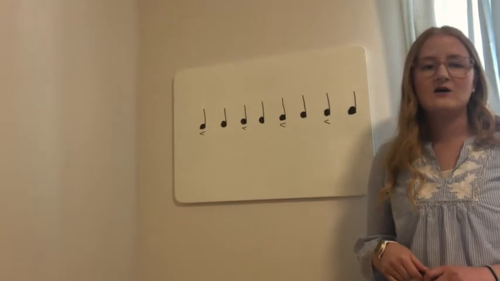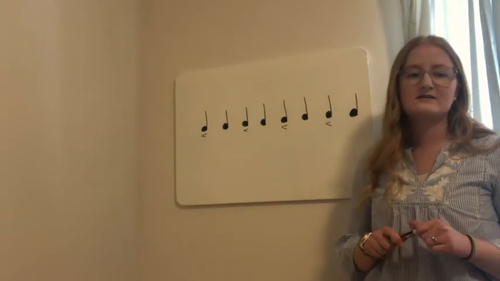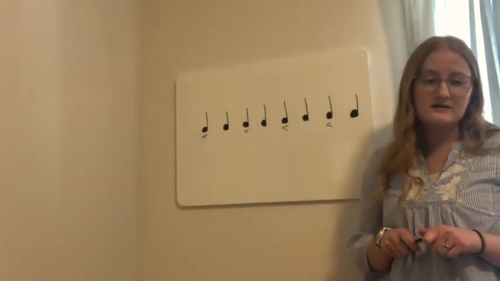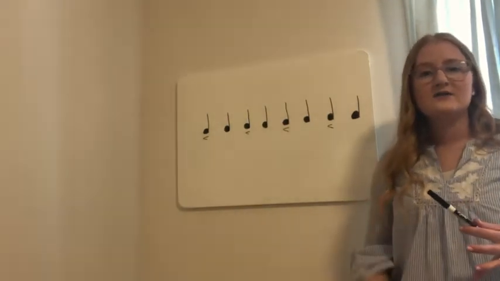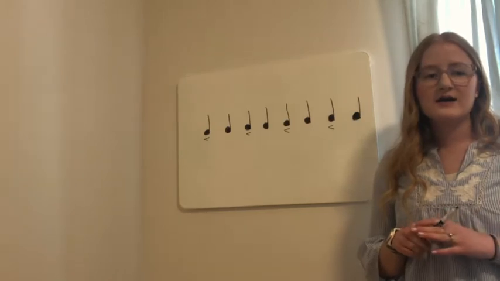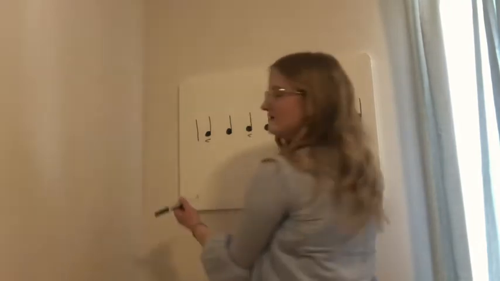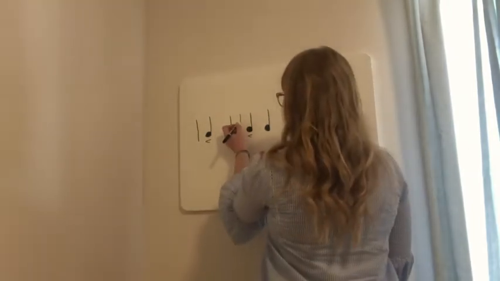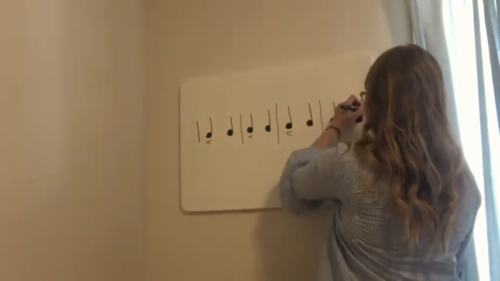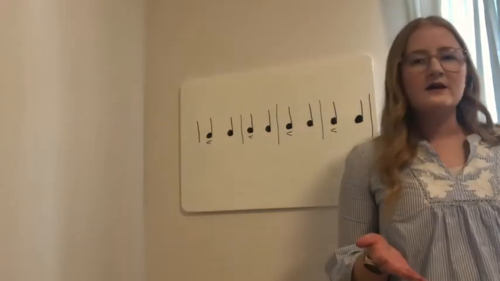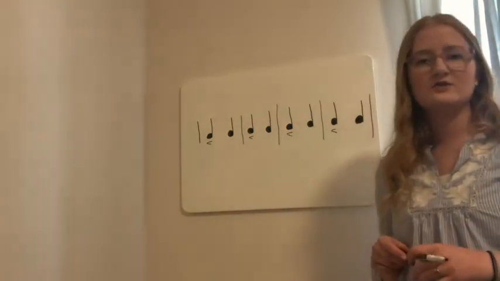Very good. Now, with accents, when they help us emphasize notes, we need to add something called bar lines. And bar lines show us how we divide up the sounds into groups, okay? So I am gonna draw a bar line here. I want you to watch and see. We always have one at the beginning. Can you tell me how many notes are in each section between the two bar lines?